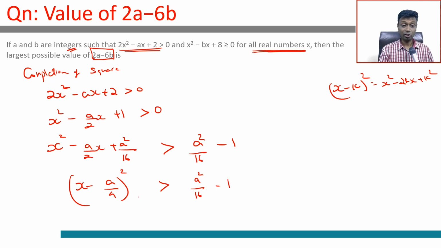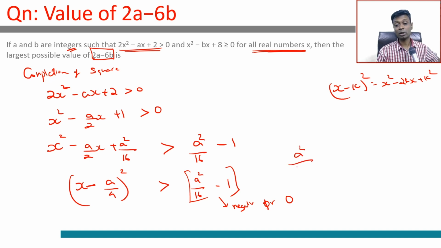Now remember, this is always true. This will always be true only if this is negative or 0. Right, so this always holds good. That means this expression has to be negative or 0. (x - a/4)² greater than 4 will not always hold good. (x - a/4)² greater than minus 3 will always hold good. Or a²/16 - 1 should be less than 0. It cannot even be equal to 0.